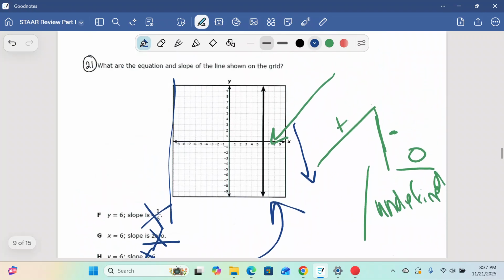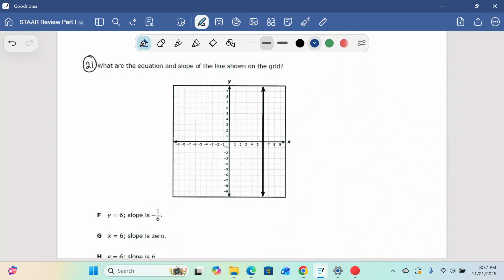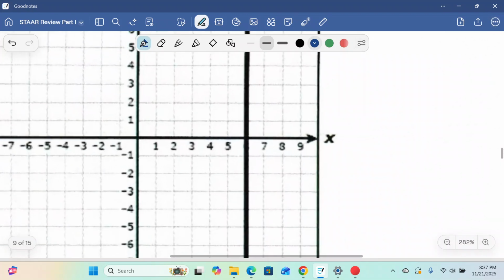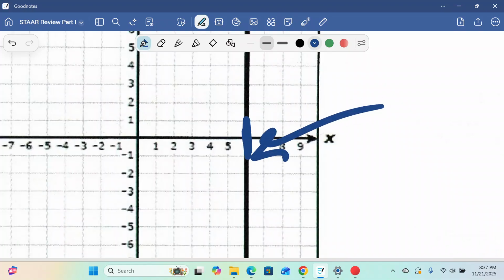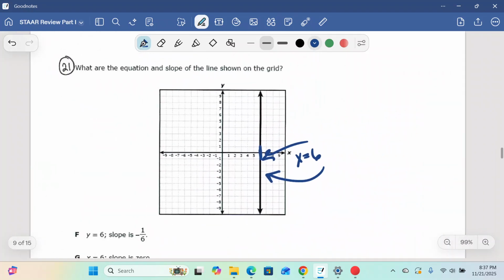Well, let's look at the line and see where it crosses the x-axis. It crosses the x-axis right here, and it's at 6. So the answer is x equals 6. So this line is x equals 6. Why? Because it crosses our x-axis at 6.